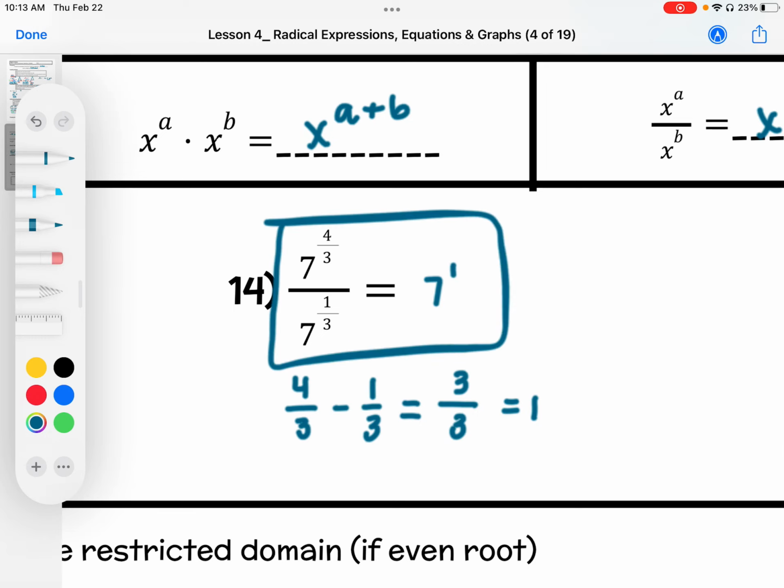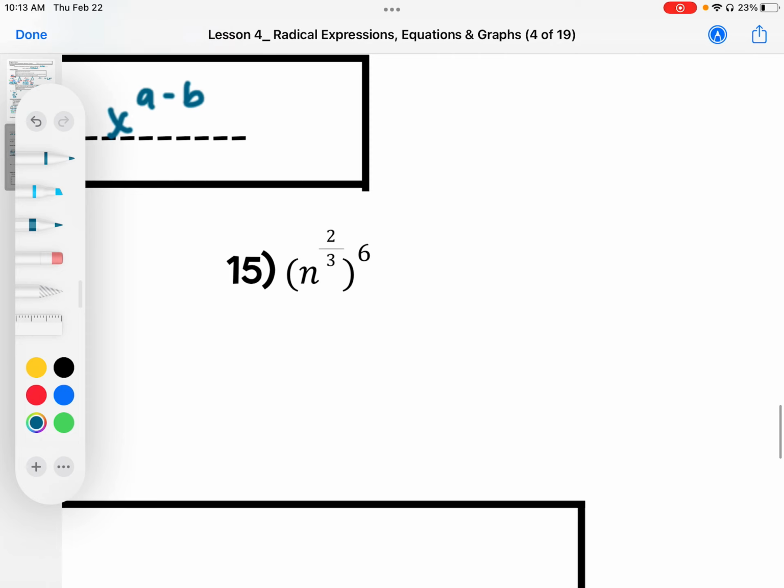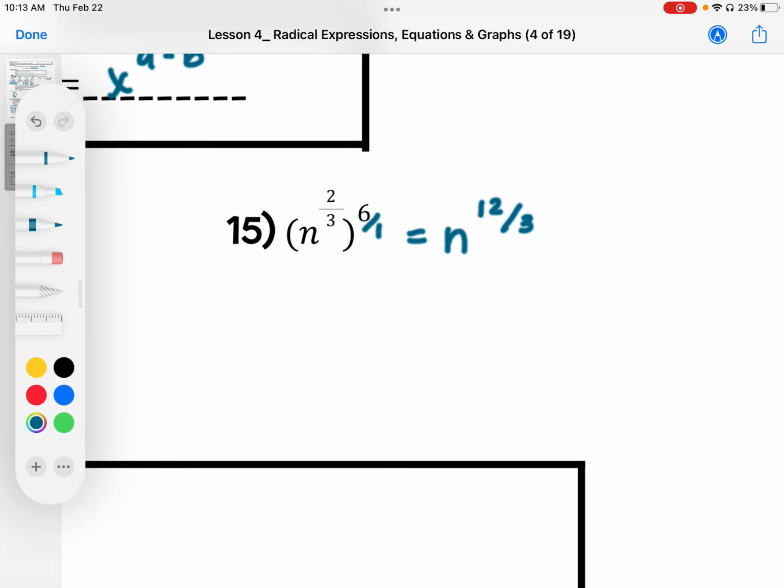All right, and then last thing, we're just going to multiply. So when we have a number outside of parentheses like this, we just multiply. And remember, this is the same thing as 6 over 1. So we're going to have n to the 12 over 3. So we just multiply the numerators and multiply the denominators. And then simplify, because 12 divided by 3 is 4.